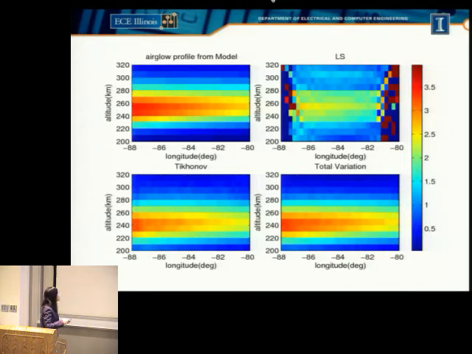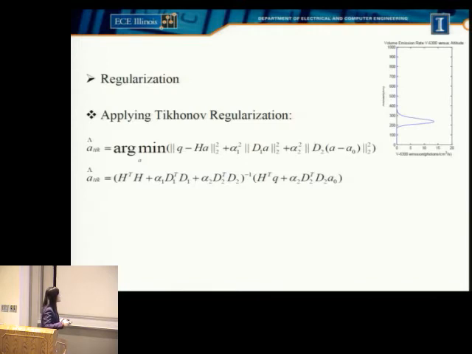Since the airglow is very smooth horizontally, but changes a lot vertically, we have to consider these two parts differently. Here I have two terms for the penalty. The first term is for the horizontal direction. D1 is the first derivative gradient, and it aims at smoothing things out. And the second term is for the vertical direction. A0 is some reference image, and D2 is the second derivative gradient. So we aim to preserve the peak at around 250 kilometers.